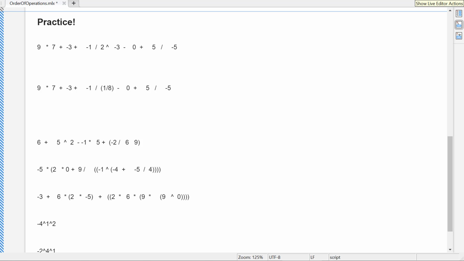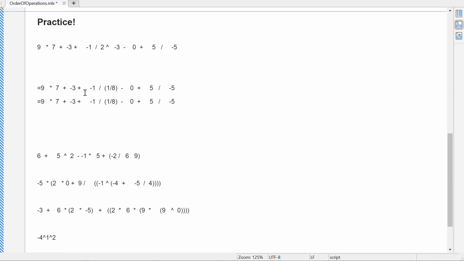All right, well, that was fun. Okay, so that equals 1/8. And obviously if I had pencil and paper, I would be more pretty about all this. Okay, so then the next important thing that happens, there's no more exponents. So now I'm looking for multiplication or division, and I'm just going to go straight from left to right. So 9 times 7 is 63. Any more multiplication, division? Oh, -1 divided by 1/8 is -8, because I am kind of amazing.